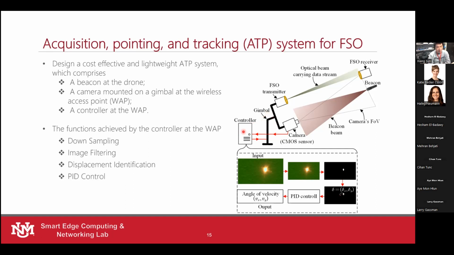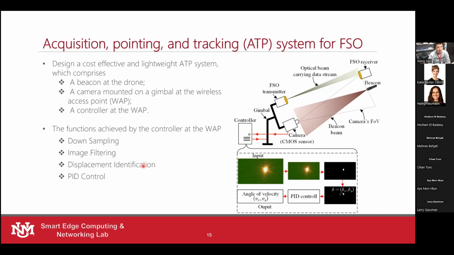Basically, the function achieved by the controller comprises four parts. The first is downsampling, which decreases the sample rate to generate a new field-of-view image with a low resolution. The purpose of the downsampling is to reduce the latency of the image processing later on, because the frequency at which the controller adjusts the gimbal may need to be very fast, depending on the velocity of the UAV. The second function achieved by the controller is image filtering, which basically converts the RGB image into a binary image.